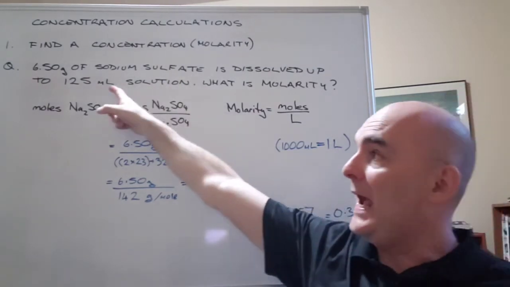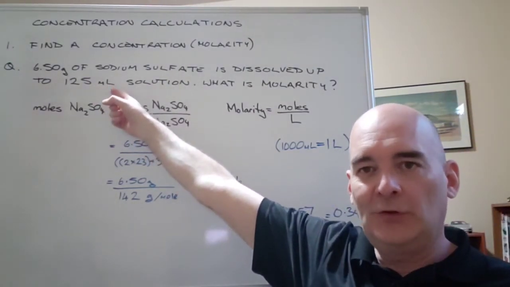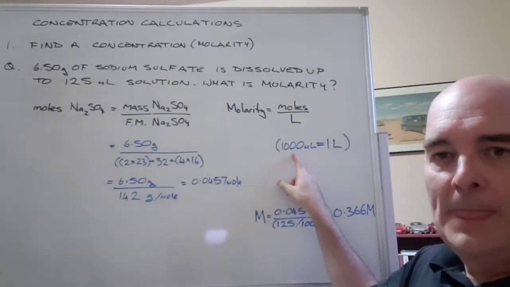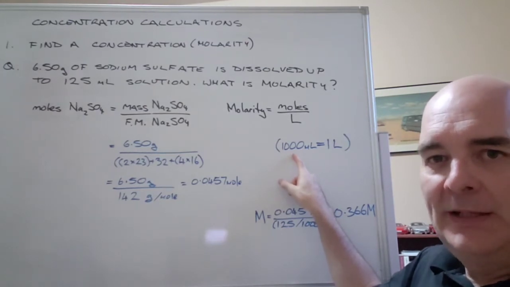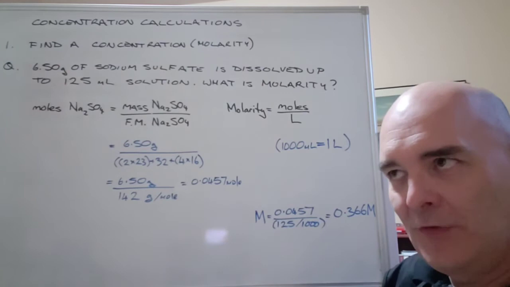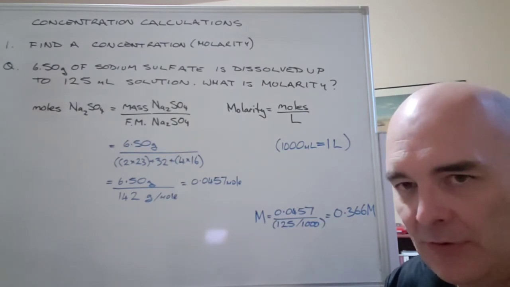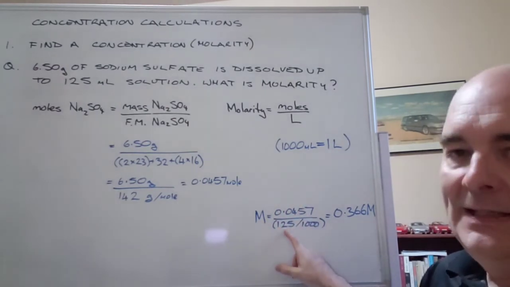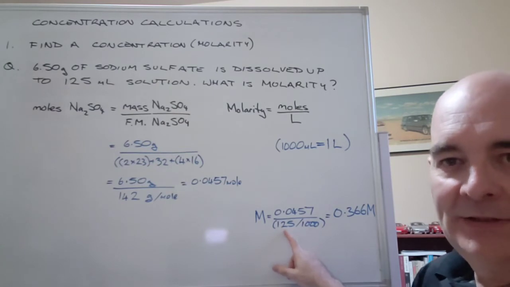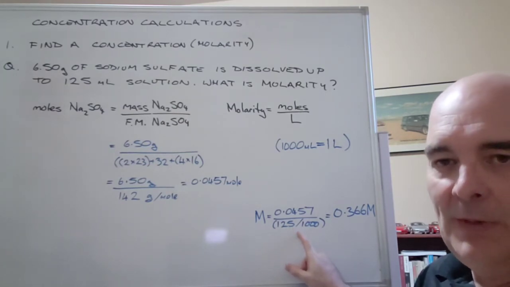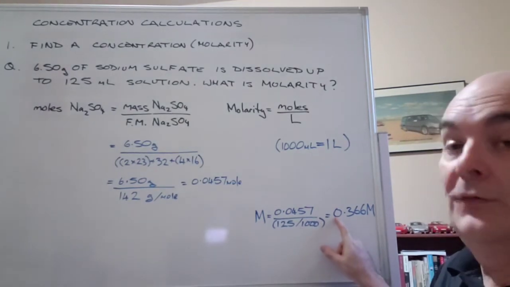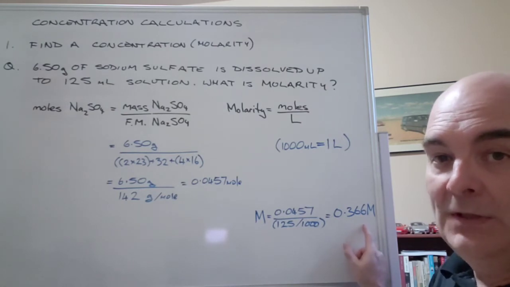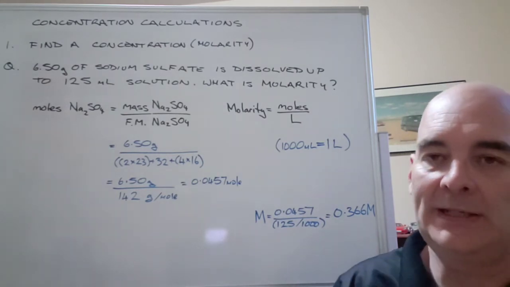My question doesn't have the volume in litres, the question has the volume in millilitres. And I have to do the conversion that there are 1,000 millilitres in a litre. So each of those millilitres is 1,000th of a litre. The molarity is the number of moles divided by litres. And 125 millilitres is 125 divided by 1,000. That gives me an answer of 0.366 moles per litre. We capitalize the M for moles per litre, or molarity.